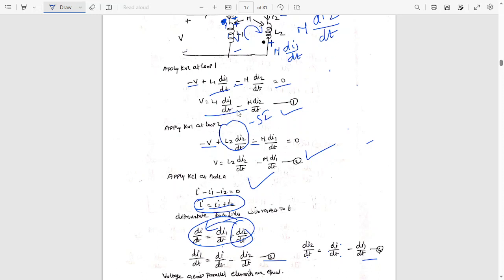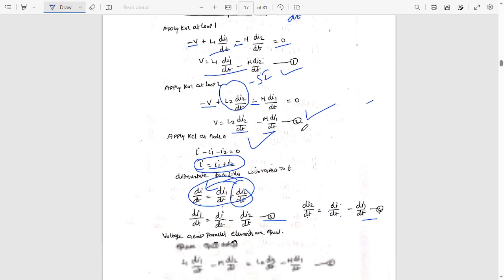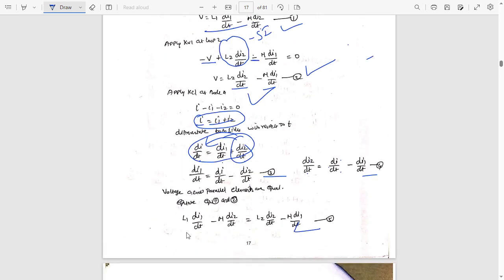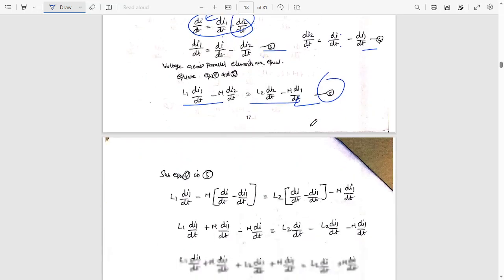L1 di1 by dt minus M di2 by dt equal to L2 di2 by dt minus M di1 by dt. Okay, so I equated equation 1 and equation 2. I have written it as equation number 5. Now I have to substitute these equations one by one. First let me substitute equation 4 in 5.